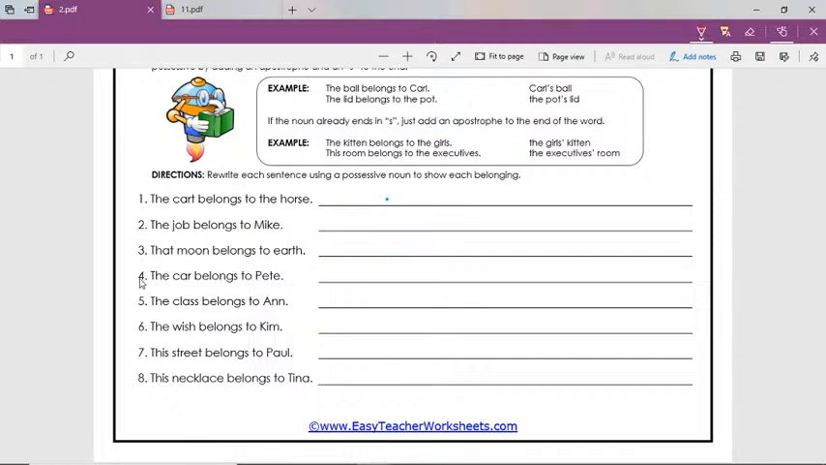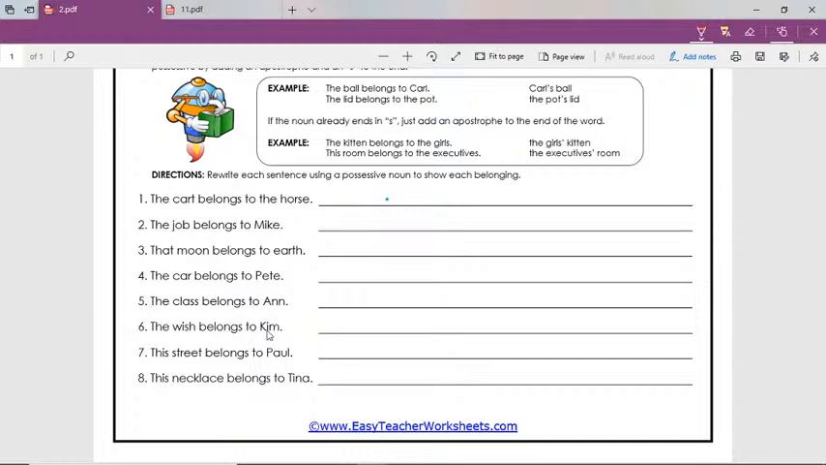Question 5. The class belongs to Anne. So Anne could be a teacher. In this case, thinking about another one of these nouns which has already got an S in it, so remember how we change those. Question 6. The wish belongs to Kim. So maybe she's got lucky, or she's flipped a coin into a pond, or she's found a magic lantern, who knows, but the wish belongs to Kim.